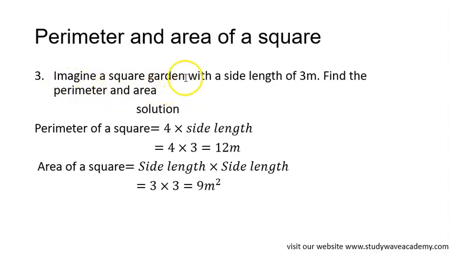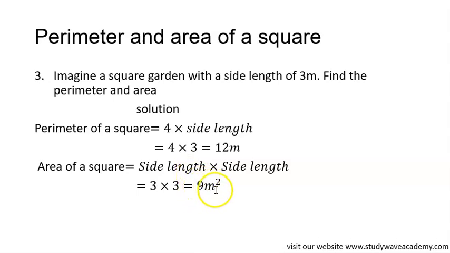Imagine a square garden with a side length of 3 meters. Find the perimeter and area. I'm sure you're going to be able to do this on your own. You use the formula. The perimeter of a square is 4 times side length. So we have 4 times 3. The side length here is 3. So we have 4 times 3. 4 times 3 is going to give us 12. So we have 12 meters. And to get the area, we have gotten the perimeter. To get the area, we use the formula side length times side length. The side length here is 3. So 3 times 3 is going to give us what?